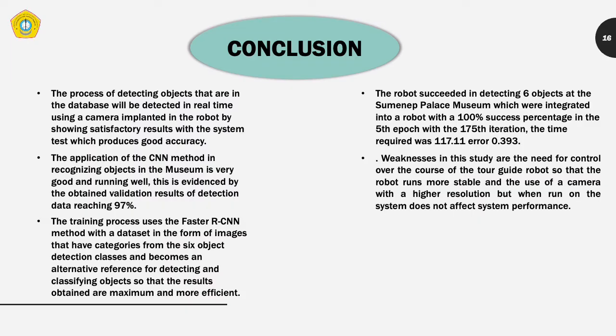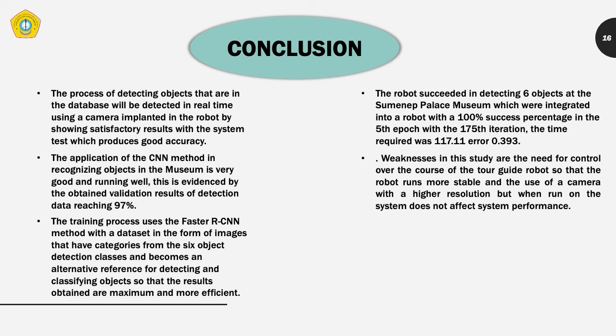The conclusion of this paper: the process of detecting objects that are in the database will be detected in real time using a camera implemented in the robot, showing satisfactory results with the system test, which produced good accuracy. The application of the CNN method in recognizing objects in the museum is very good and running well.